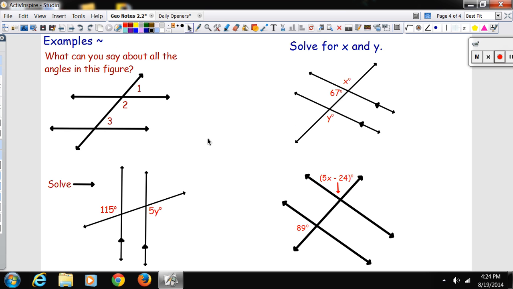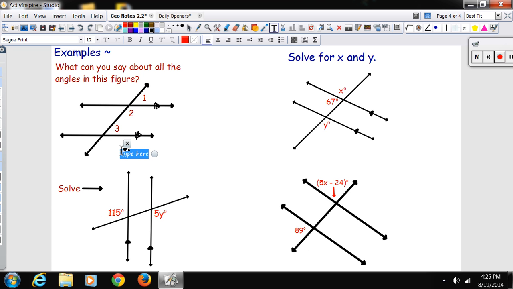And the last one here, just some examples. What can we say about all the angles in this figure? Well, we can say that angle 1 and angle 2 are going to be supplementary. Okay, and also if we know that this line is parallel, so we put a little arrowhead right here. If this line is parallel to this line, and we put an arrowhead right there, then 1 and 2 we know add up to 180. We know 1 and 3 are going to be corresponding angles. They're going to be equal to each other. And we know 2 and 3 would add up to 180 because they're consecutive interior.